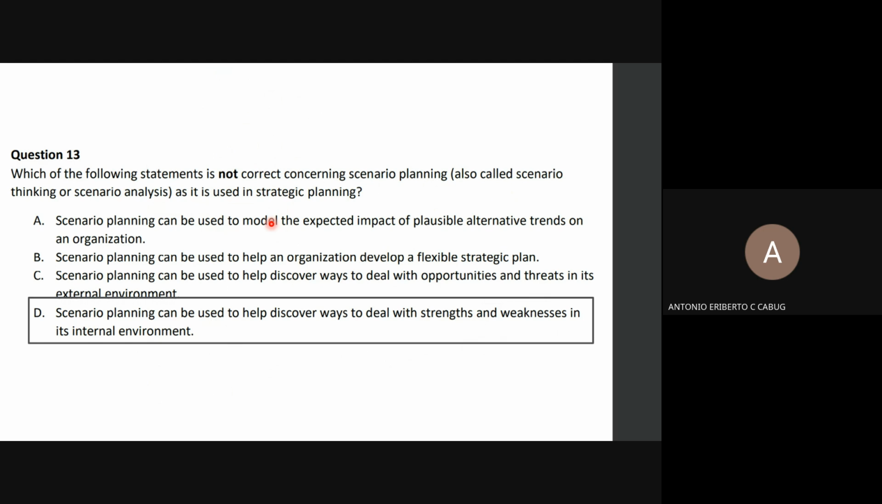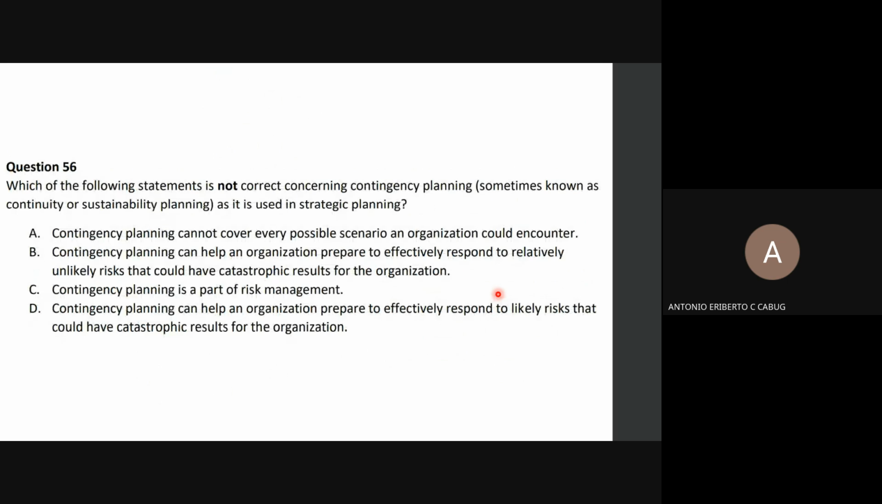But you have to remember, when you create scenarios, you are dealing with the external, the things that you cannot control. Strengths and weaknesses are internal, something that is innate in you. Therefore, you are not going to create scenarios out of it because you know what they are. But opportunities and threats, they can come unplanned. So A, B, and C are all correct, but letter D is wrong. How about this one?